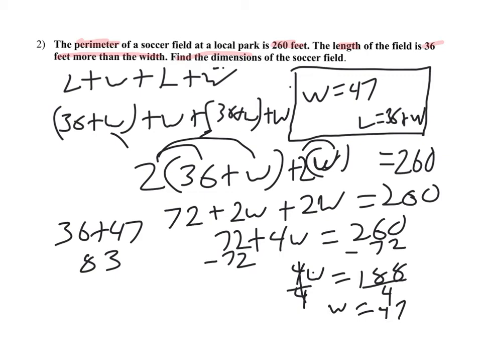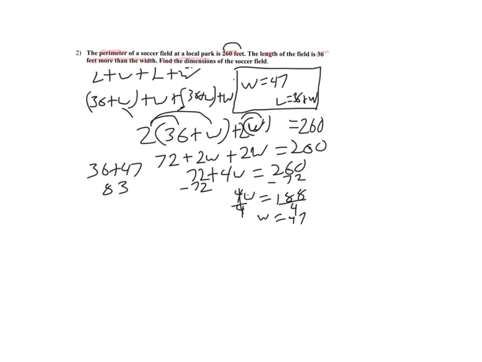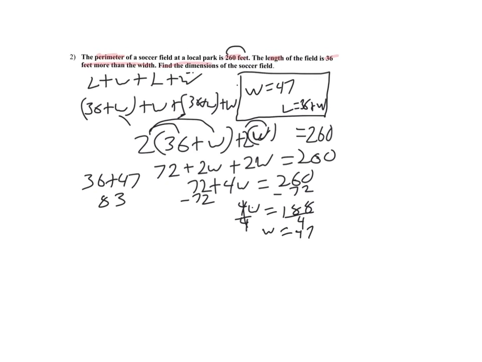But we need to check our work before we move on, and our perimeter is 260 feet. So if we take our 83 and our 47 and plug them into the original equation, we should get 260. So need to clear some room. I'm going to make this smaller.